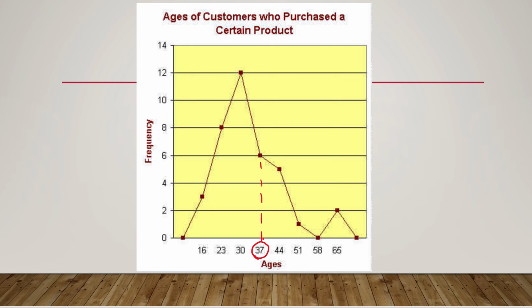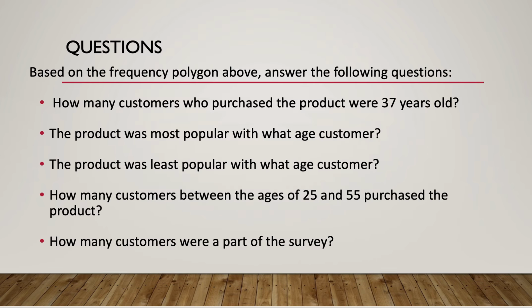And so how many 37-year-olds purchased that product? To come up with my answer, I just need to find the corresponding value going across. And so I can see that there are 6 people who were 37 who purchased the product. All right, so I'm going to put a 6 here for this one.